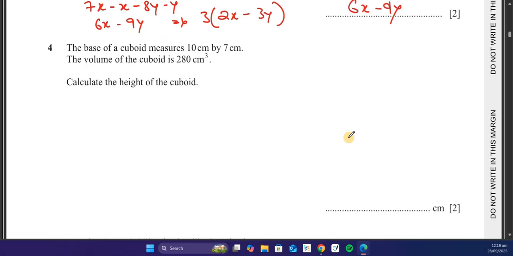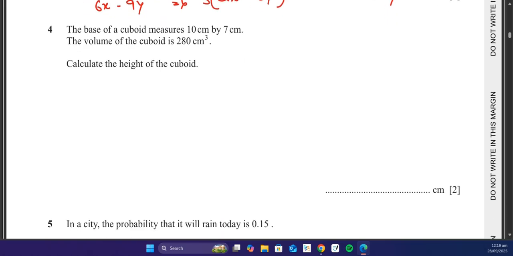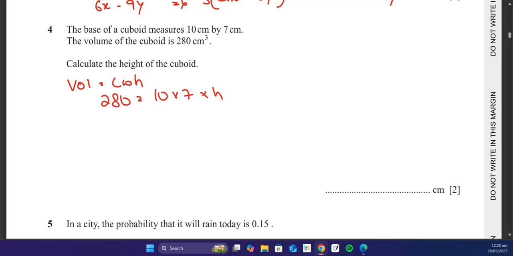Alright, moving forward. The base of a cuboid measures 10 centimeters by 7 centimeters. The volume of the cuboid is 280 centimeters cubed. Calculate the height of the cuboid. So volume is equal to length times width times height. The volume is 280, and we would just equate this: 10 times 7 times height. We do not know the height, so that would mean 280 over 70.